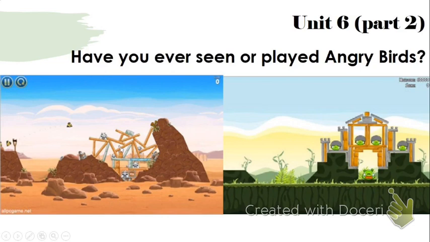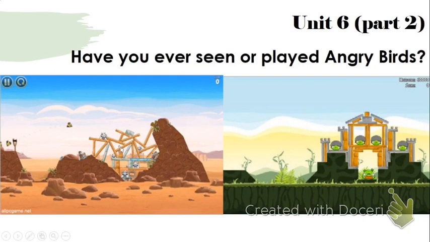Can you control where the slingshot is located? No, the slingshot is in one spot, can't move it. You can change the angle, you can change the force. Can you change gravity? No, it's going to fall back to the ground, right?